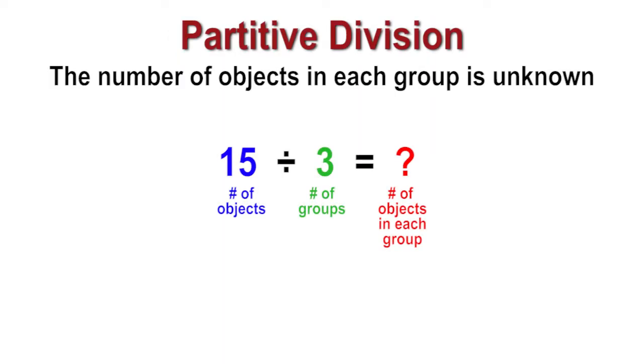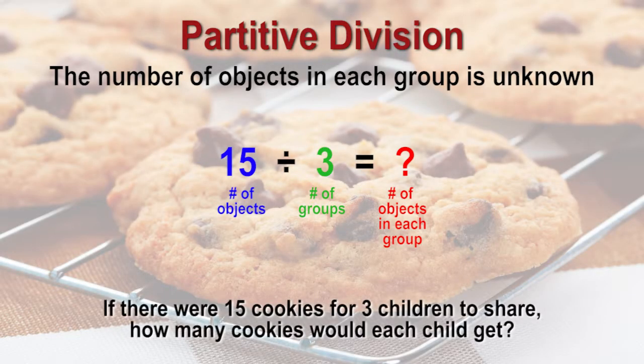Partitive division is when the number of groups is known and you are trying to find the number in each group. Here is an example of a partitive problem. If there were 15 cookies for 3 children to share, how many cookies would each child get? You know the groups and need to find out how many in each group.